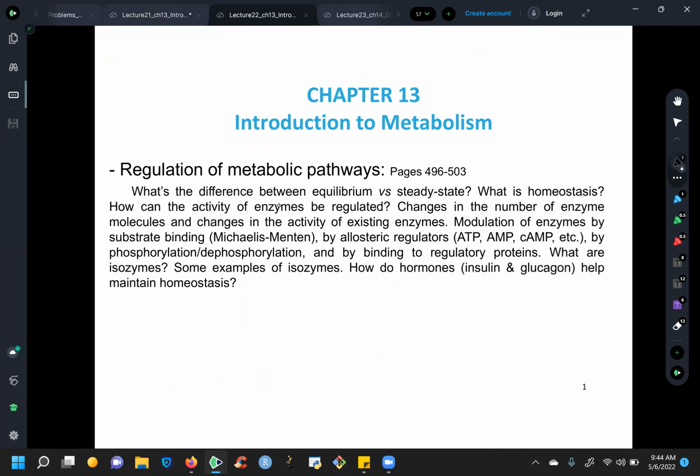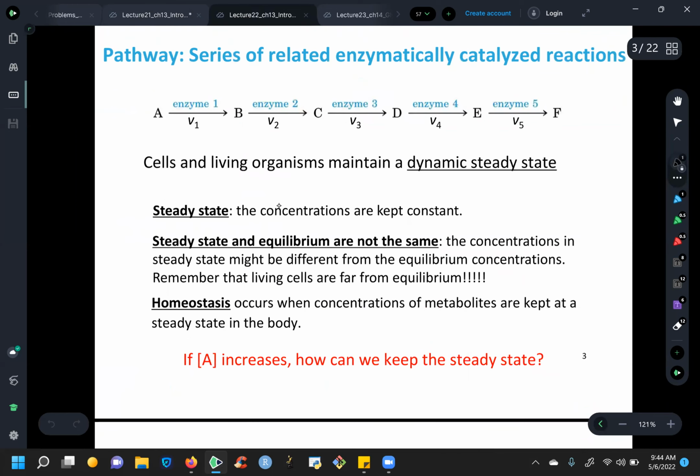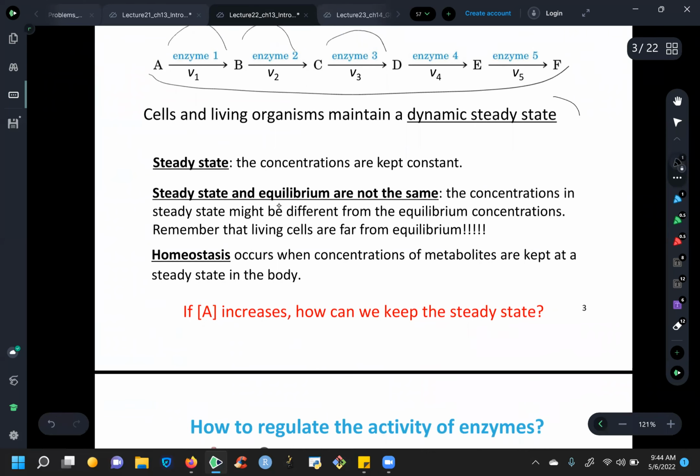Lecture 22 now. Regulation of metabolic pathways, introduction to metabolism. A pathway is a series of related enzymatically catalyzed reactions. So for metabolism, you usually have enzyme 1 that performs its function, and then 2, and then 3. Cells and living organisms maintain a dynamic steady state. Dynamic means constantly changing. Steady state means the concentrations are kept constant. That's a definition you should know.